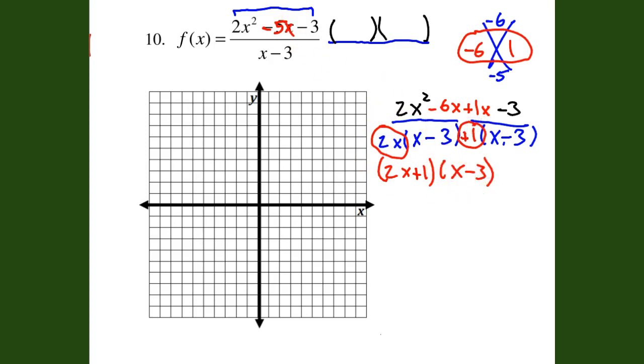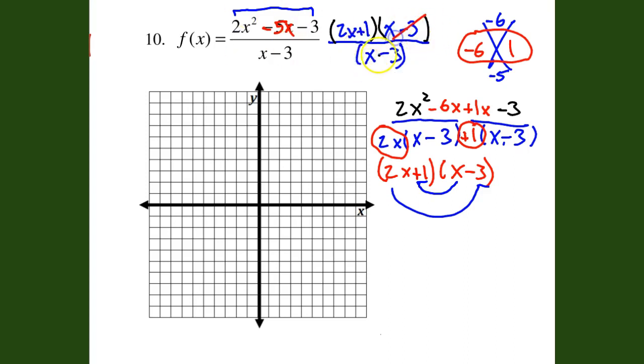And if you look carefully, yeah, 1 times negative 3 does equal negative 3. We have the 2x times x does equal the 2x squared. And then we have 2 times negative 3 is negative 6. And then 1 times x is 1. So the negative 6 plus 1 does equal the negative 5. Now there's a bunch of ways of getting this answer. This is just one method. So if you can come up with another method that gives you the same two factors, that's fine as well.